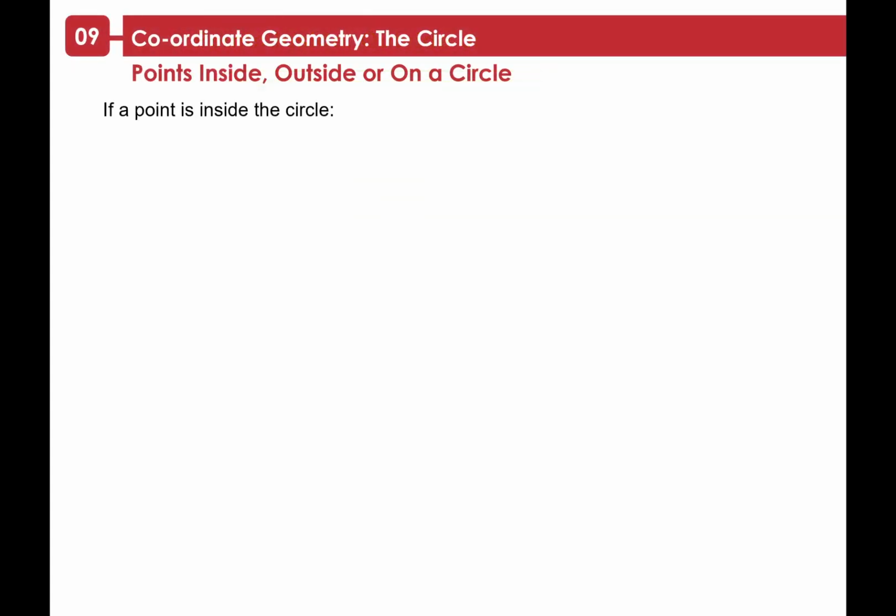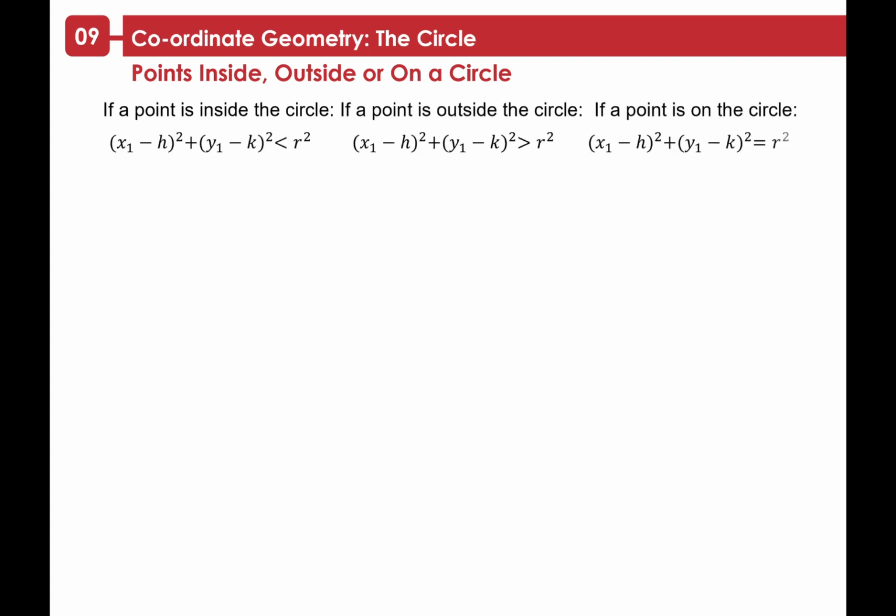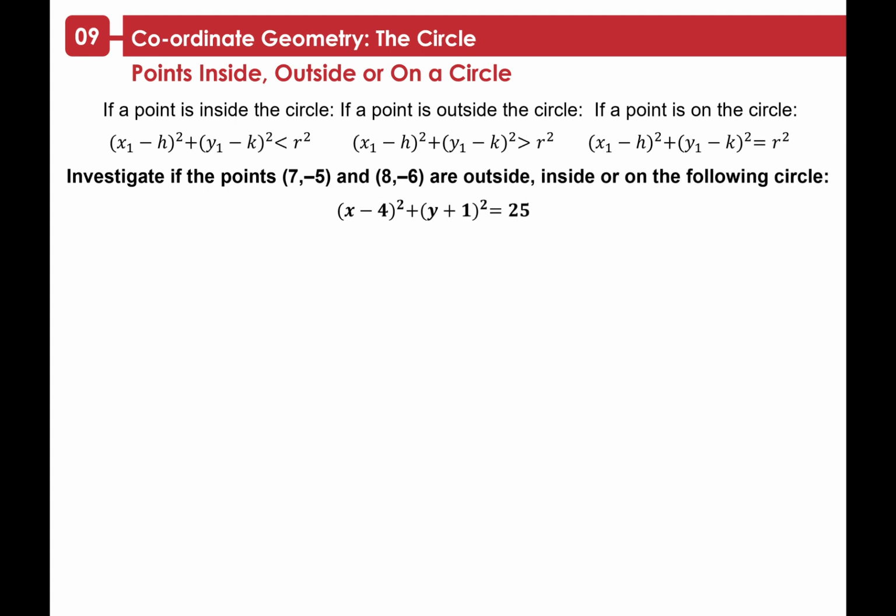Okay, let's look at an example. Investigate if the points (7, -5) and (8, -6) are outside, inside, or on the circle (x minus 4) squared plus (y plus 1) squared equals 25. So to investigate if the point lies inside, outside, or on the circle, we take our points and we substitute them into our equation of the circle.